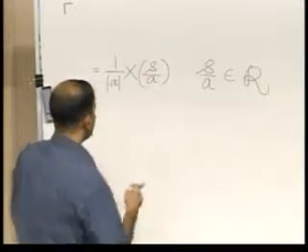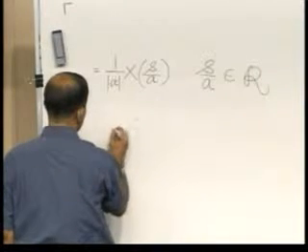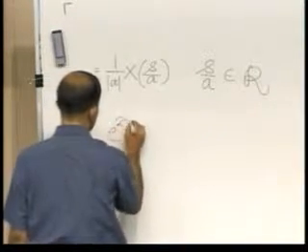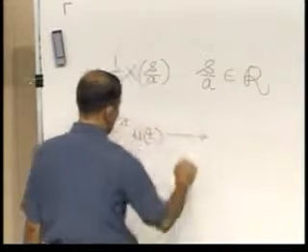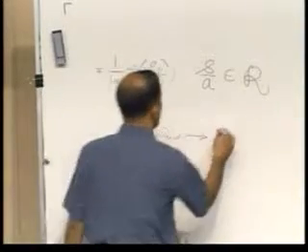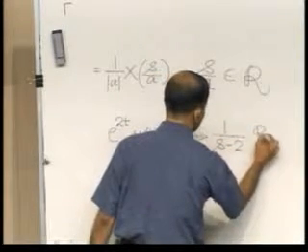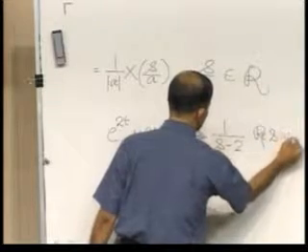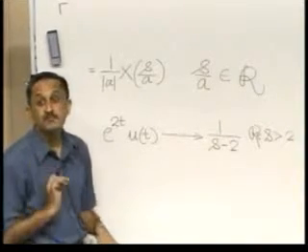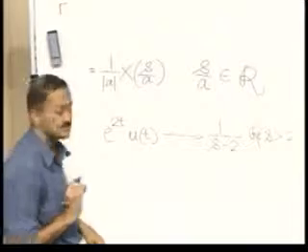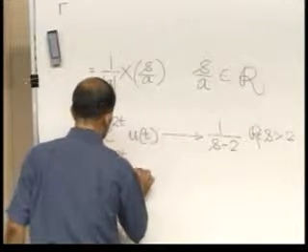You see, let us take an example. e raised to the power 2t u(t), our traditional example, has a Laplace transform 1 by s minus 2 with a region of convergence real part of s greater than 2. Now, suppose we happen to choose a equal to minus 1, a perfectly valid choice. We get e raised to the power minus 2t u(minus t).